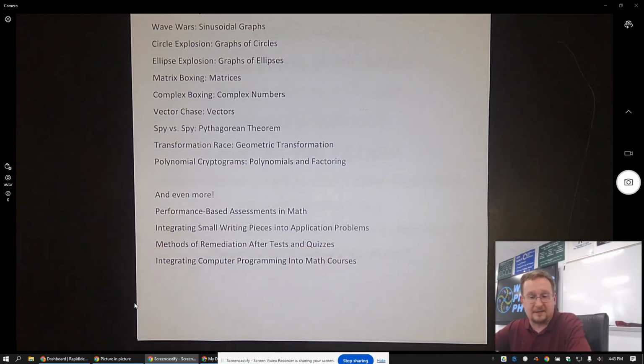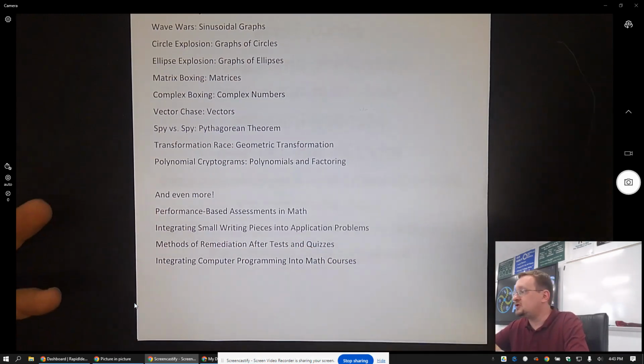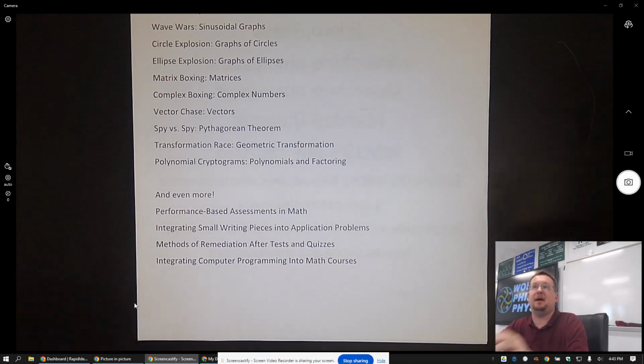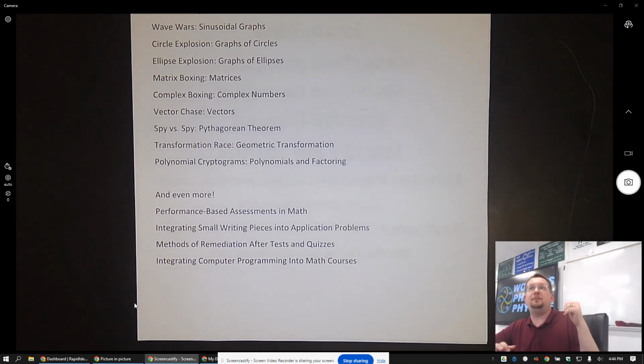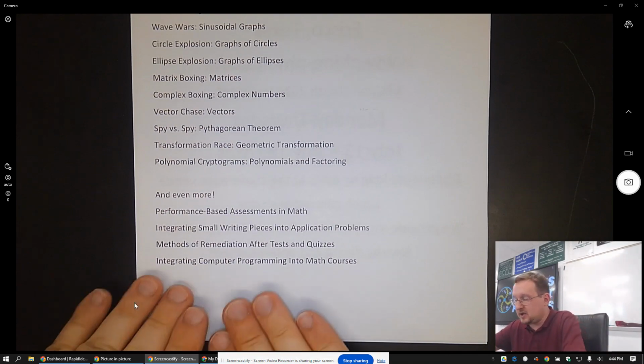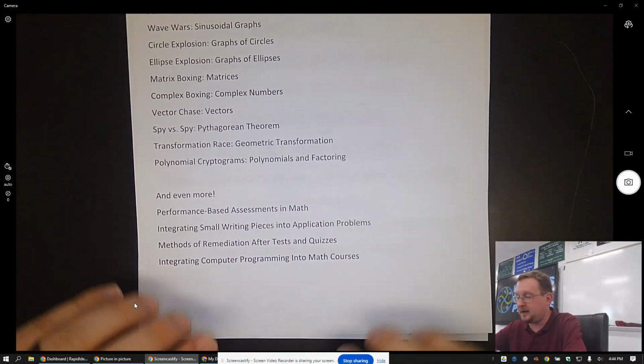What about, would you like to see some methods of remediating tests and quizzes, right? Things where students are getting not only individual feedback, but individual remediation without you having to sit down in front of every single student. Would you like to integrate some basic computer programming in your math course?